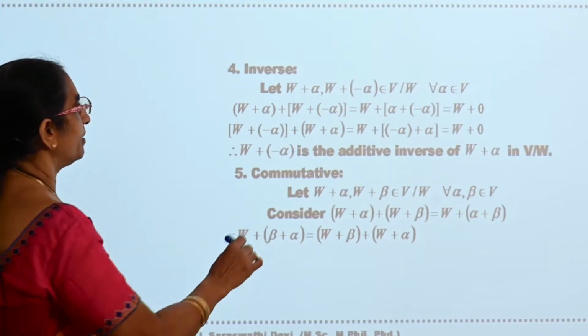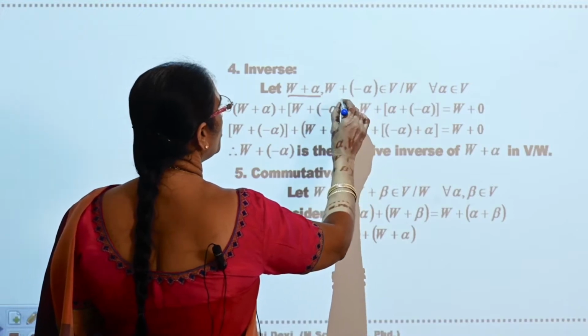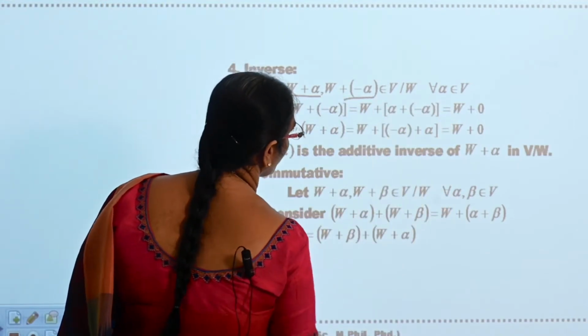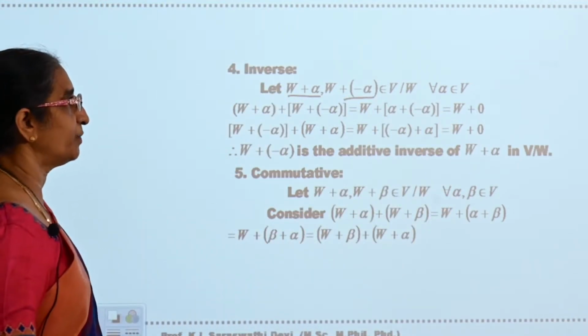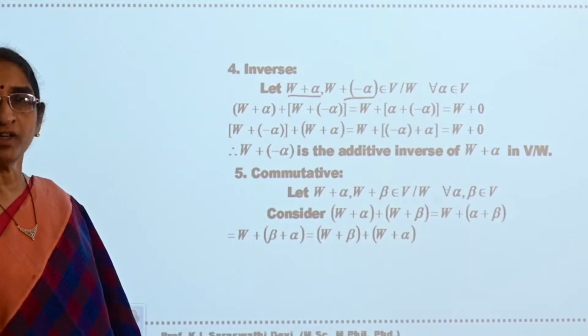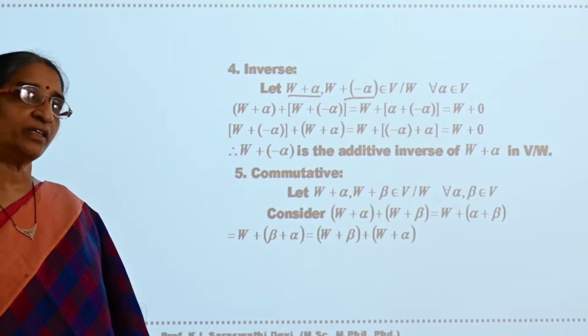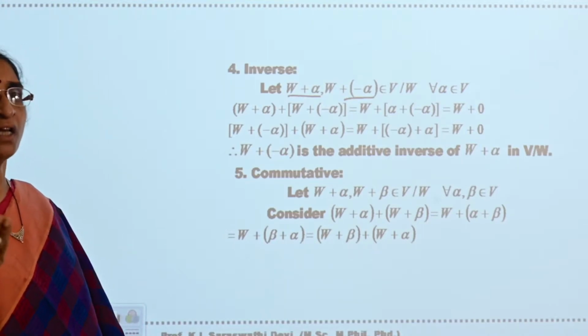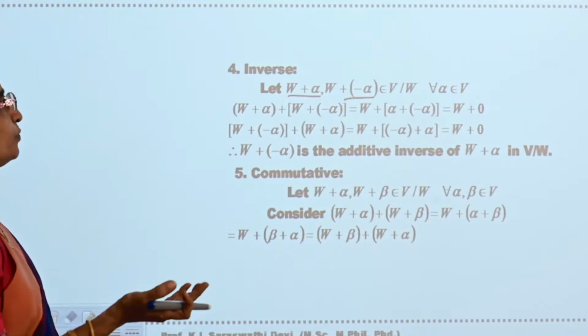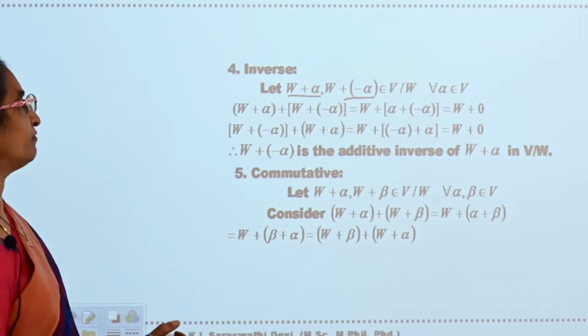Inverse. Let W plus alpha and W plus minus alpha belong to V by W. You can take it like that because alpha belongs to V, and V under plus is abelian. For every alpha there exists minus alpha belonging to V. Since minus alpha is in V, W plus minus alpha will be in V by W.